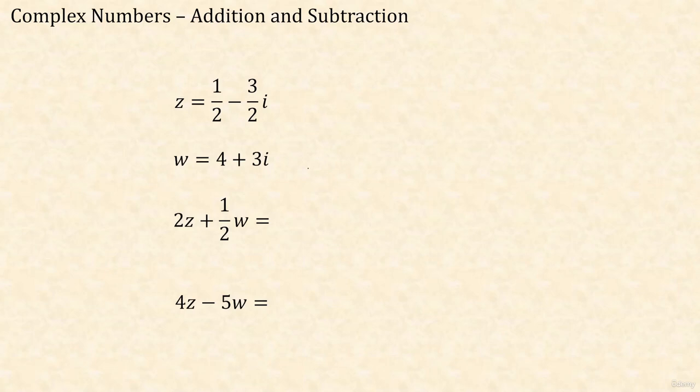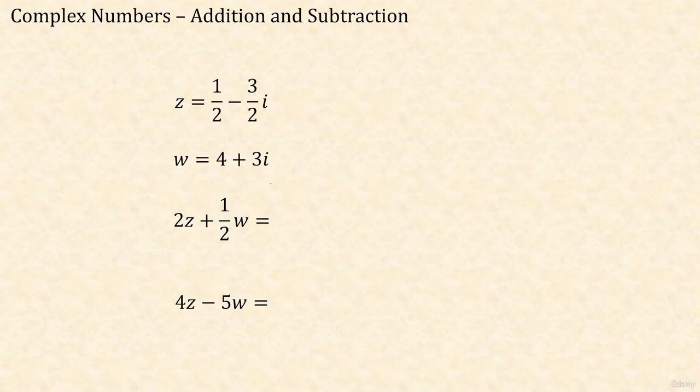So let's have a go at these. If you feel confident, definitely pause the video and try to work out these two yourself. So z here was a half minus 3 over 2i, w is 4 plus 3i. So we want 2z plus half w. So let's just work that out then.